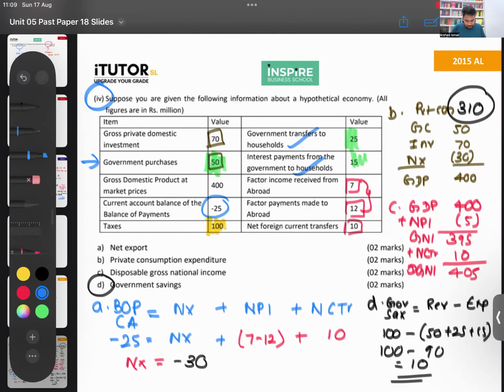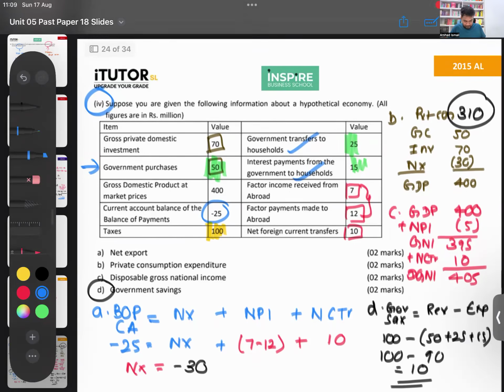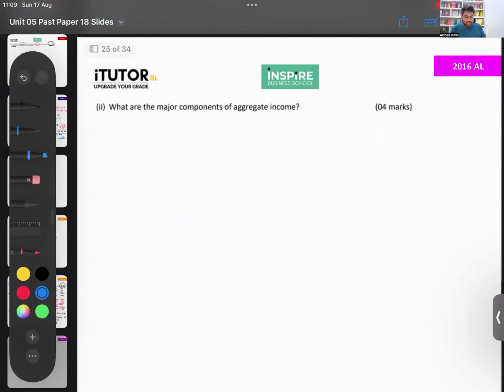Okay. Right, that's 2015 part 4. Then 16. Major components of aggregate income. You can give the components of the income approach, compensation of employees, this. Or even if you say aggregate income, you can even say rent, wages, interest, profits, and depreciation. That also is okay because they're talking about aggregate income. So I would say easiest way, remember one method. Write the income approach components, same thing we had before. That's the total income approach. You get the total income of the country.